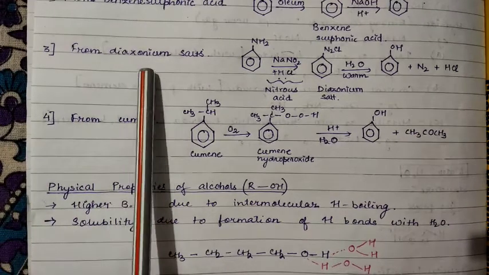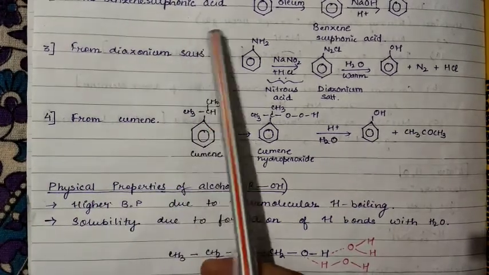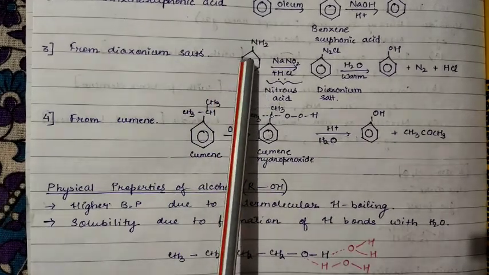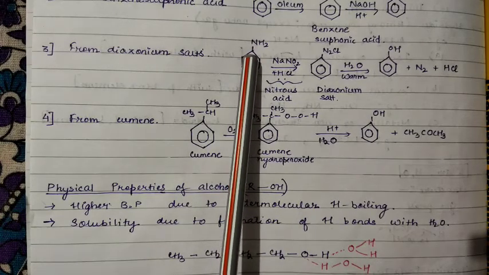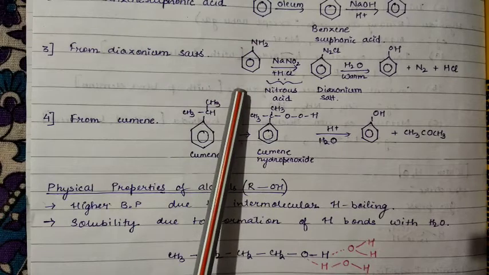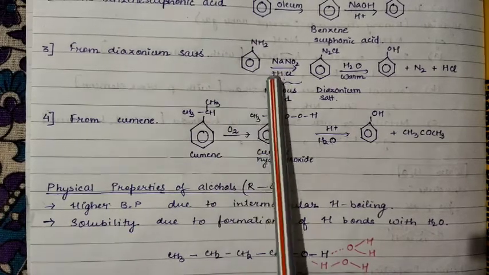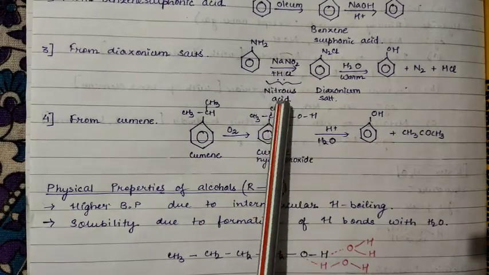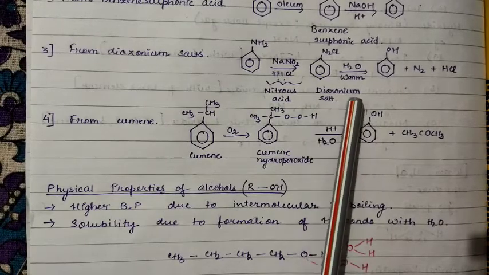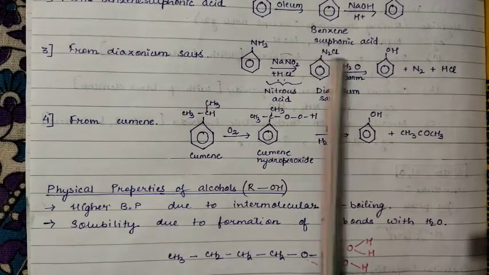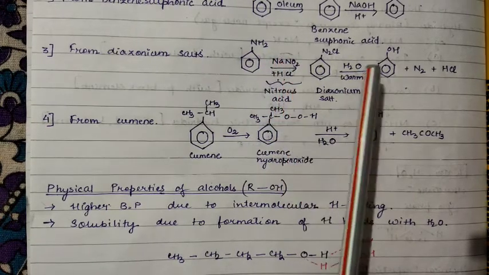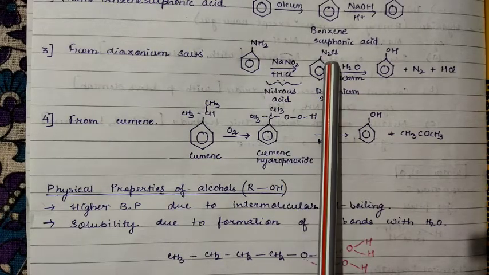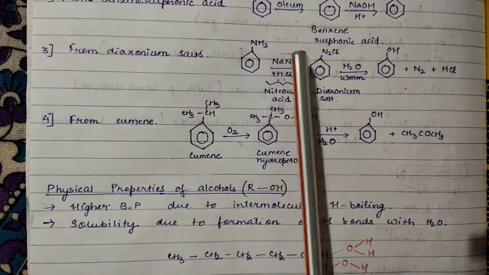The third preparation is from diazonium salts. Okay, so first we have to take an aniline. So this is the structure of aniline: a benzene ring where one hydrogen is replaced by NH2. When this aniline is treated with sodium nitrite and hydrochloric acid together, which gives nitrous acid, it will make a diazonium salt, N2Cl. So instead of NH2 you will get N2Cl.